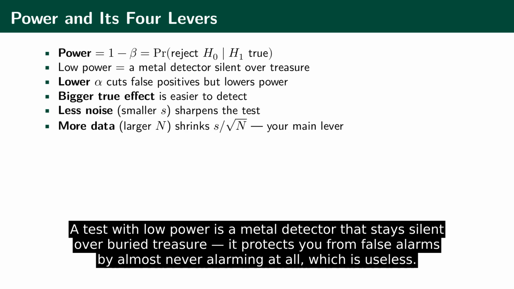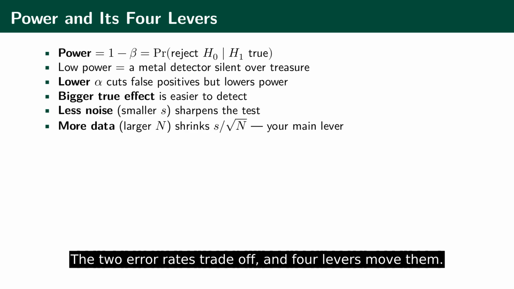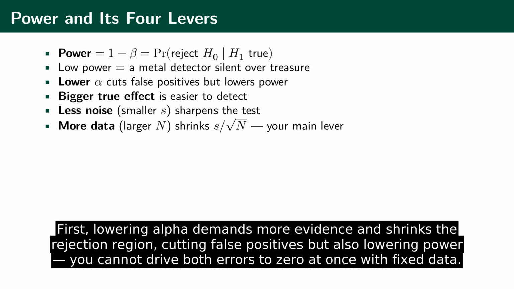A test with low power is a metal detector that stays silent over buried treasure. It protects you from false alarms by almost never alarming at all, which is useless. The two error rates trade off, and 4 levers move them. First, lowering alpha demands more evidence and shrinks the rejection region, cutting false positives but also lowering power. You cannot drive both errors to 0 at once with fixed data.